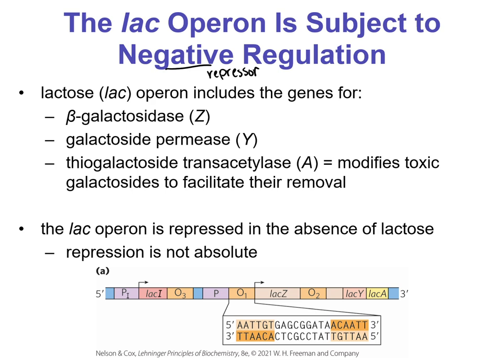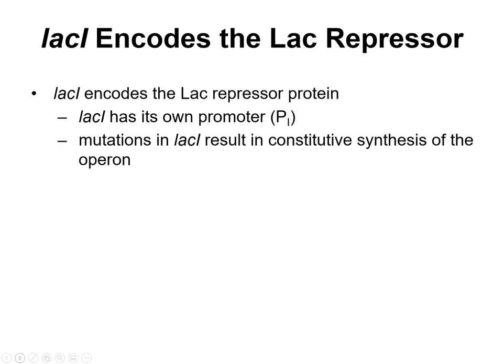This figure at the bottom shows you what exactly is in this operon. And we're going to talk about it piece by piece as we go through. So the lacI encodes the lac repressor protein. It has its own promoter, which makes sense. It can't regulate something if it's not expressed. Mutations in this protein result in constitutive synthesis of the operon, which means it's on. It's just always on.